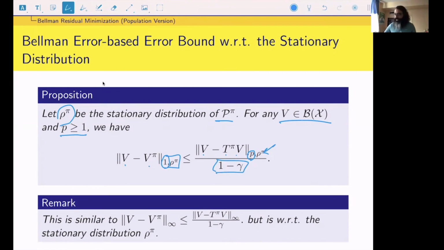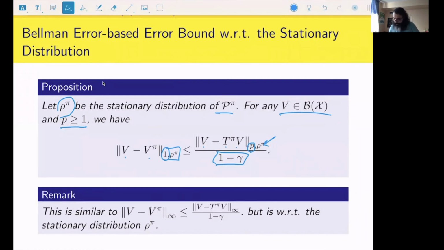So this is the property that holds. If the Bellman residual has a small norm with respect to the stationary distribution, you also have a small norm of the difference between V and V pi. You can compare it with the supremum norm-based result that we had before, but instead of the supremum, we now have the L1 norm or Lp norm. The left-hand side here is always L1 in the result I'm showing you. The right-hand side can be L1, L2, or anything. Okay, is this clear? There is a question.